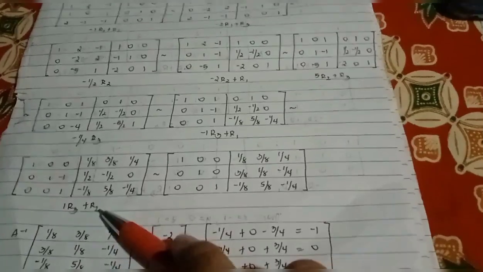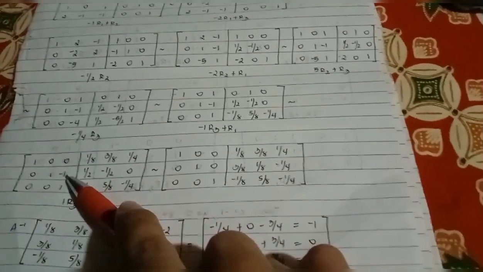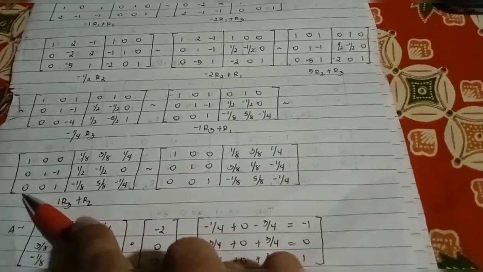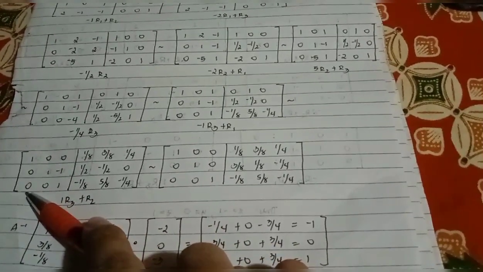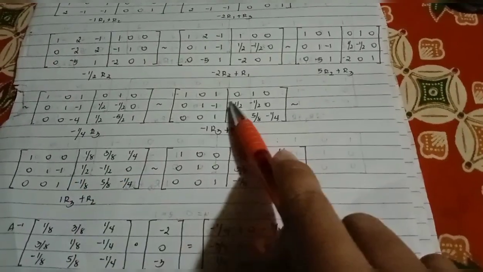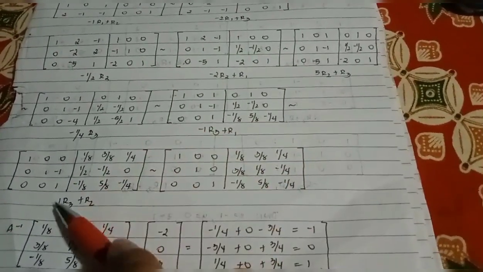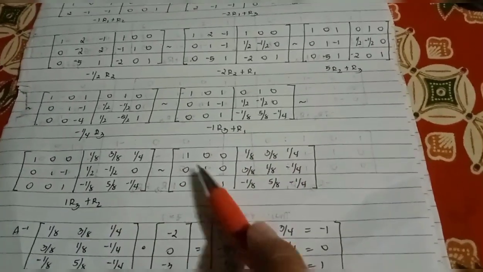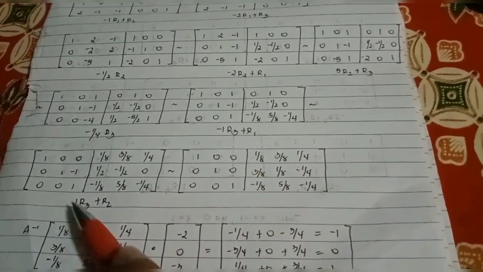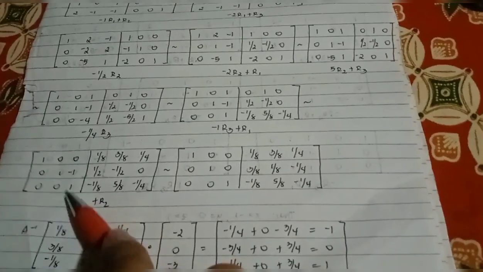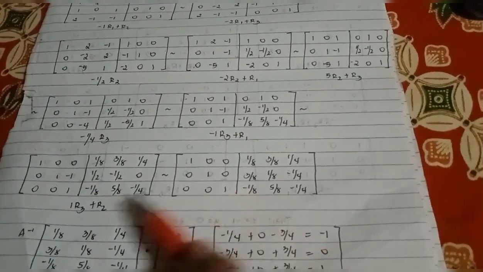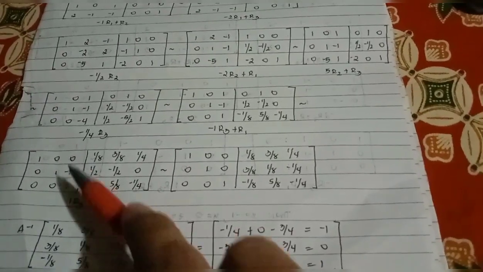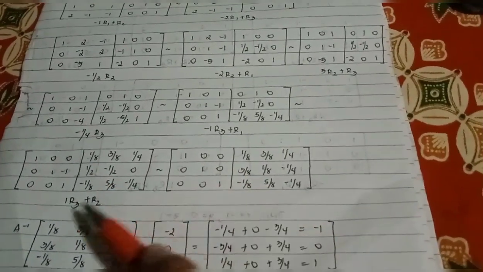So copy the second column and then the third column. The next goal is row 2. It is negative 1, so we need to make it 0. So 1 times 0 plus 0 is equal to 0. 1 times 0 plus 1 is equal to 1. 1 times 1 plus negative 1 is equal to 0.